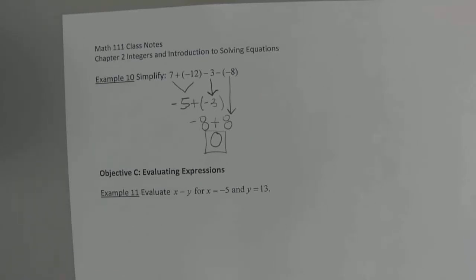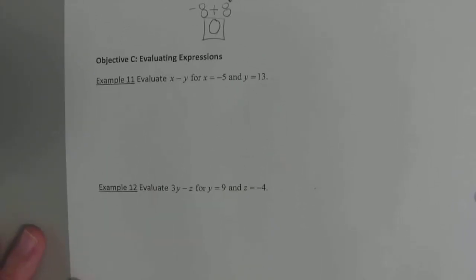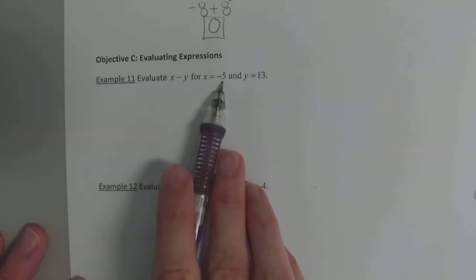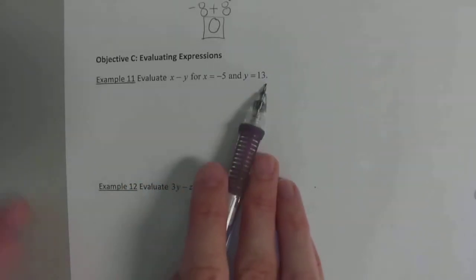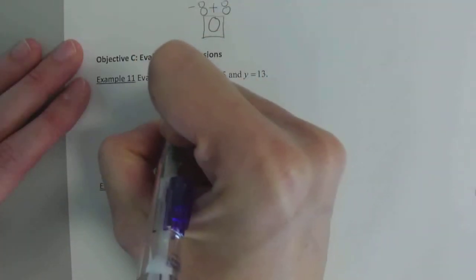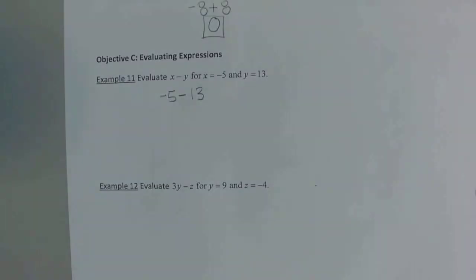11 and 12 are the exact same idea, guys, except they're just making sure we know, again, how to plug things in first and know what operations are happening. So both of these have a subtraction problem. So let's see what's going on here. They want us to take x, subtract y, if x was negative 5 and y was 13. So let's plug in x. What is x? Negative 5 minus y, but what is y? 13. At that point, it's a subtraction problem that they could have given us on the front page.